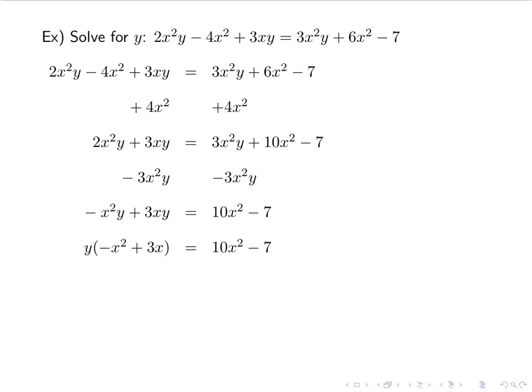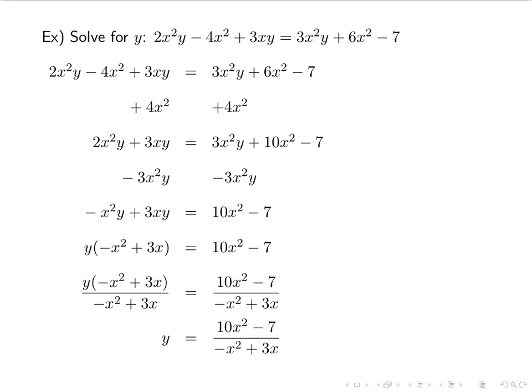And we'll do the multiplication principle by dividing. Divide everything by negative x squared plus 3x. And so y equals 10x squared minus 7 over negative x squared plus 3x. And again, if you wanted to, we could change the signs there, but we've got 2 positive, 2 negative anyway, so even if we changed it, we'd still have 2 positive, 2 negative. So there's really no reason to go any further than that.